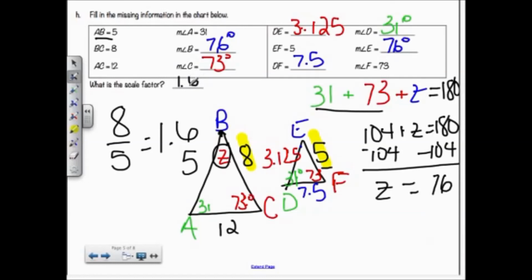Question number 4, which transformation will result in a figure that is similar but not congruent to the original figure? Explain your reasoning. I would like for you to answer that, please, and we will discuss it next time I see you in class.